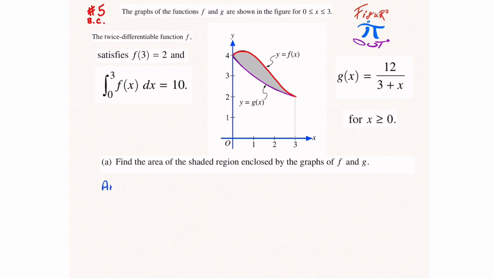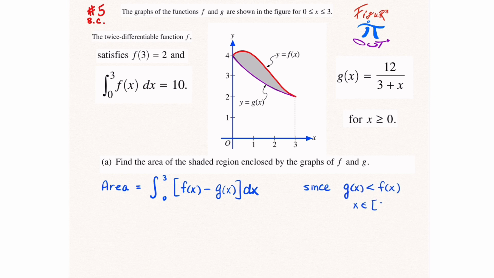So first we're going to find the area of the shaded region enclosed by the graphs of f and g. This will be the integral from 0 to 3 of f of x minus g of x, and that's because f of x is greater than g of x on this interval.